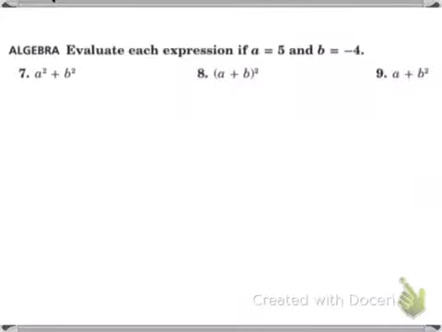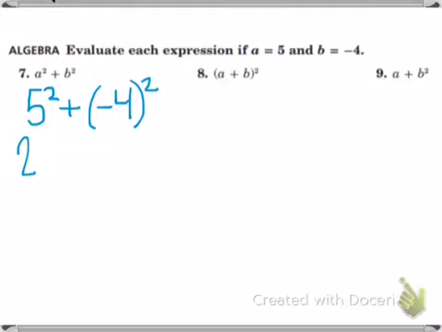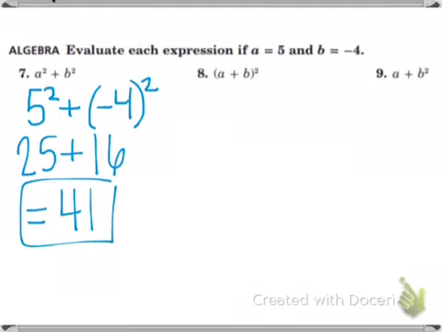Evaluate each expression if a equals 5 and b equals negative 4. So I've got a squared plus b squared. That tells me 5 squared plus negative 4 squared. Working that out, 5 squared just means 5 times 5, so that's 25. Negative 4 squared, negative 4 times negative 4, is positive 16. Adding that together, 25 plus 16 gives me 41. So my answer to number 7 would be 41.